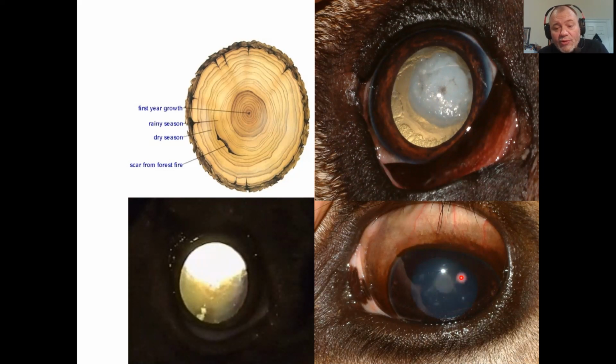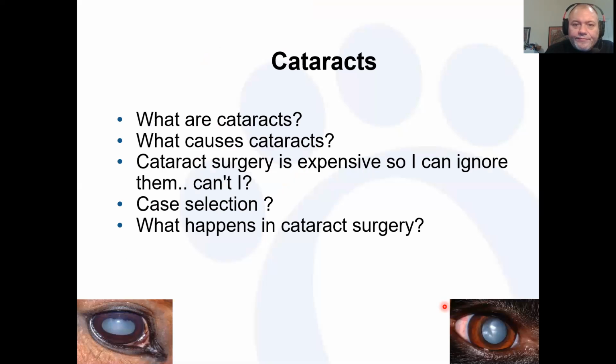In the bottom right picture, we see a Jersey cow, and we can see an opacity right in the central pupil, using an oblique light to localize it. We'd localize that to the nucleus, and that tells us this lesion almost certainly formed in utero, so it's a congenital cataract in a cow.